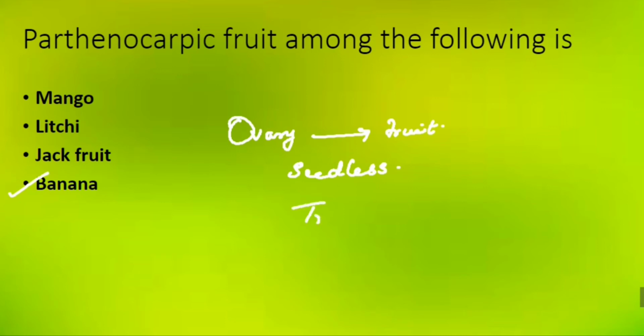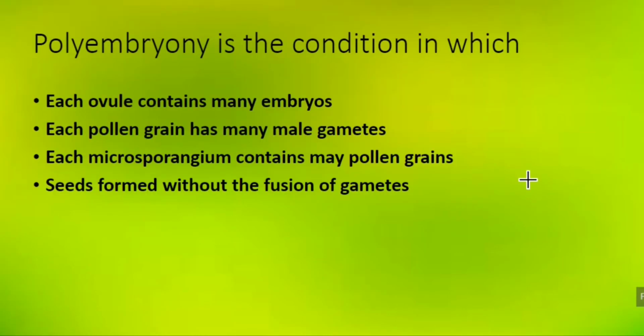But at the same time, banana is a true fruit also. Children are always confused. True fruit in the sense whether it is developing from the ovary or not. Okay, here in banana it is from the ovary only. So it is a true fruit. But since it is not having seed, or the ovary is becoming fruit without fertilization, it is a parthenocarpic fruit as well. Polyembryony is a condition in which poly means many. Polyembryony means each ovule contains many embryos. So option 1 is the correct answer.